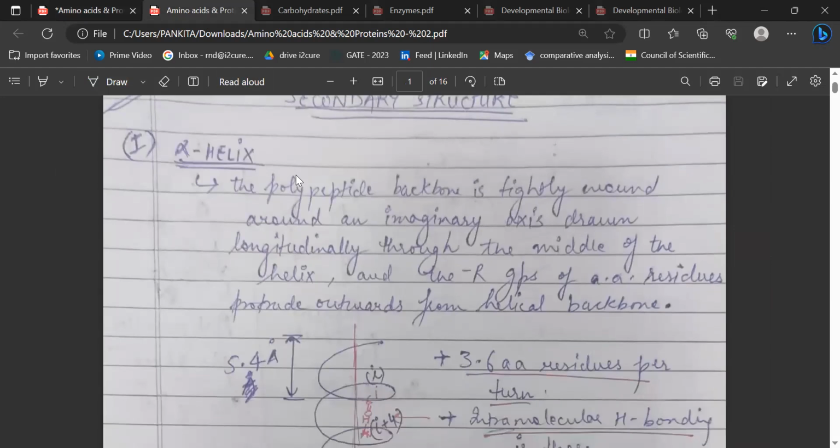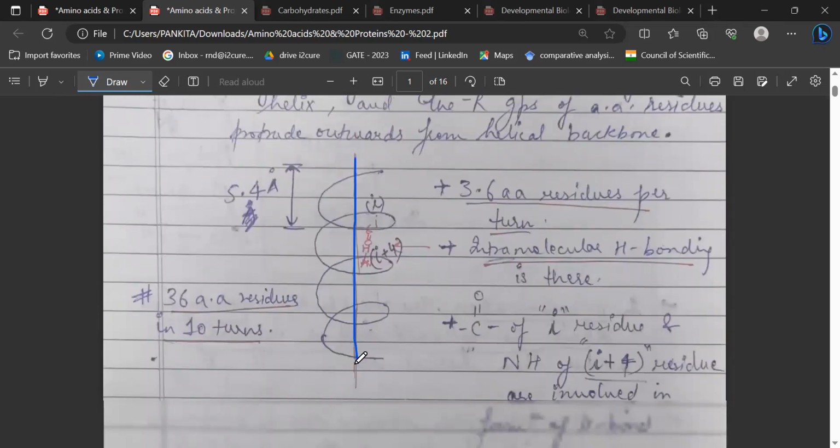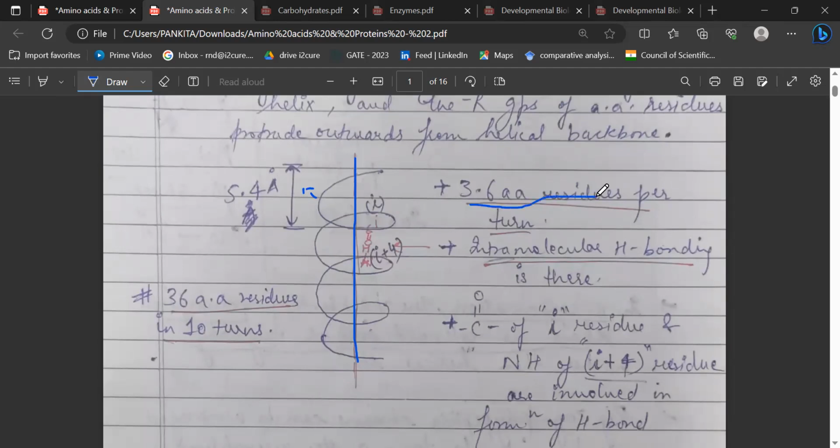Going on to the details of secondary structure, the first one we have is the alpha helix. So alpha helix is basically when the polypeptide backbone is tightly wound around an imaginary axis, and that axis is drawn longitudinally. This is the imaginary axis around which the polypeptide chain is wound helically, and the R groups protrude towards the outside of the helical backbone. Every turn in this helix has 3.6 amino acid residues.